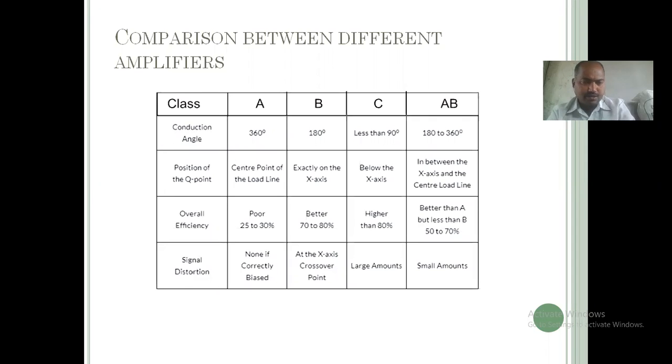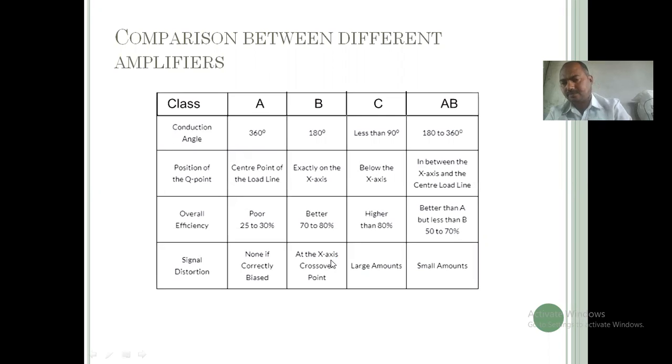Signal distortion. Class A doesn't have any distortion. Why? We don't apply any biasing voltage, and when we apply a biasing voltage there is more distortion. So Class A does not apply any biasing voltage, so it has no distortion.